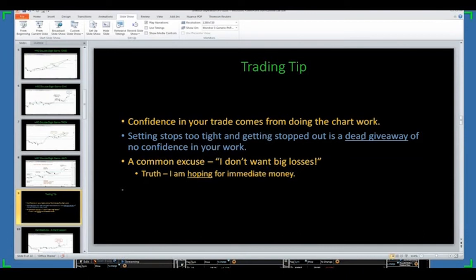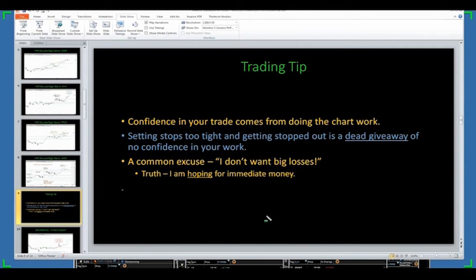If you build confidence with yourself, you'll learn to trust your chart. You'll learn to trust where you draw support and resistance. You'll learn to trust your indicators, your moving averages, whatever you may use. Here's a very common excuse I hear from people that I coach because they set their stops too tight. They don't want big losses. That's what they'll say. Here's what they're really saying. This is a truth. I'm hoping for immediate money. I'm hoping that the chart I buy, for whatever unknown reason I have bought it, because they don't know why they've really bought it.